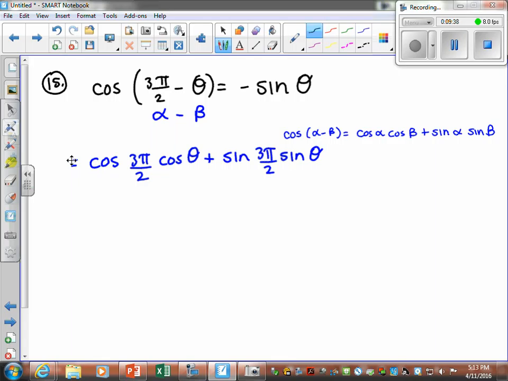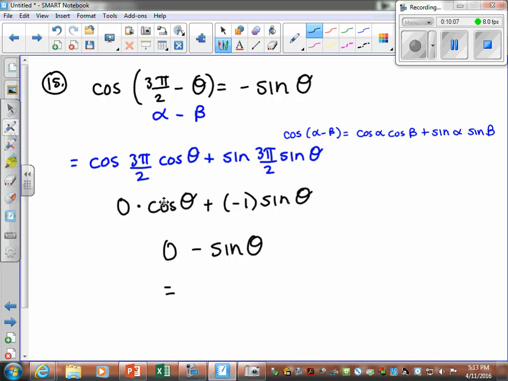Alright, now this part we can evaluate on the unit circle. What's the cosine of 3 pi over 2? Just 0. Good. And then that's times, bring down cosine theta there, plus, we can evaluate this on the unit circle. That's going to be -1, and then I bring down sine of theta. Once again, 0 times anything is 0, minus sine of theta equals negative sine of theta, which verifies our right-hand side.